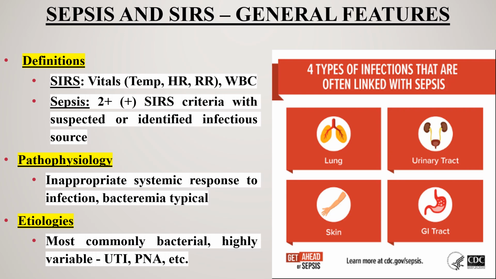How sepsis works is it's basically an inappropriate systemic response to infection, and the most common cause is bacteremia. The infection can be fungal or viral or even parasitic. However, the most commonly seen one is bacterial infections that cause some sort of systemic response. Urinary tract infections and pneumonia are some of the most common causes, but there are many.